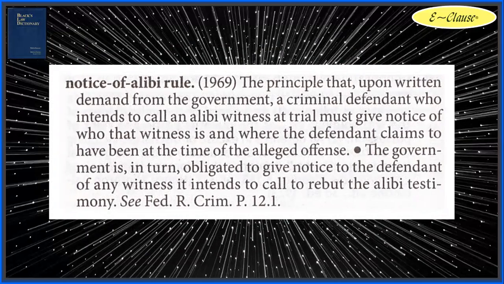Notice of alibi rule. The principle that, upon written demand from the government, a criminal defendant who intends to call an alibi witness at trial must give notice of who that witness is and where the defendant claims to have been at the time of the alleged offense. Seems reasonable. Can't be in two places at once, can you? The government is in turn obligated, there's a word, to give notice to the defendant of any witnesses it intends to call to rebut the alibi testimony.